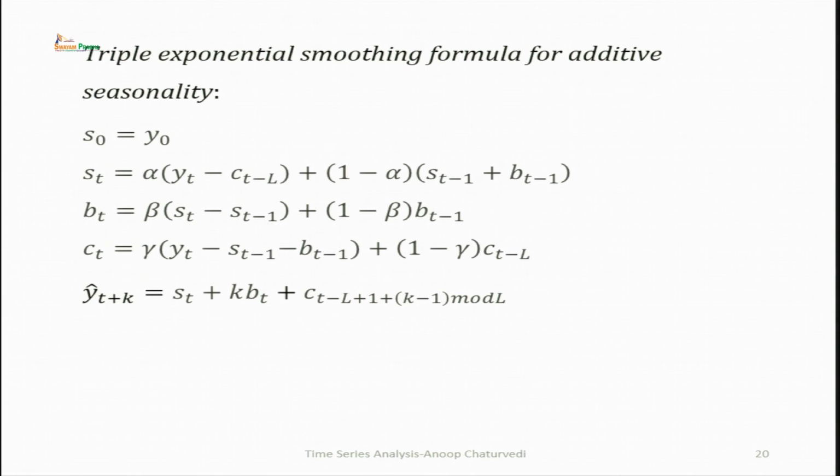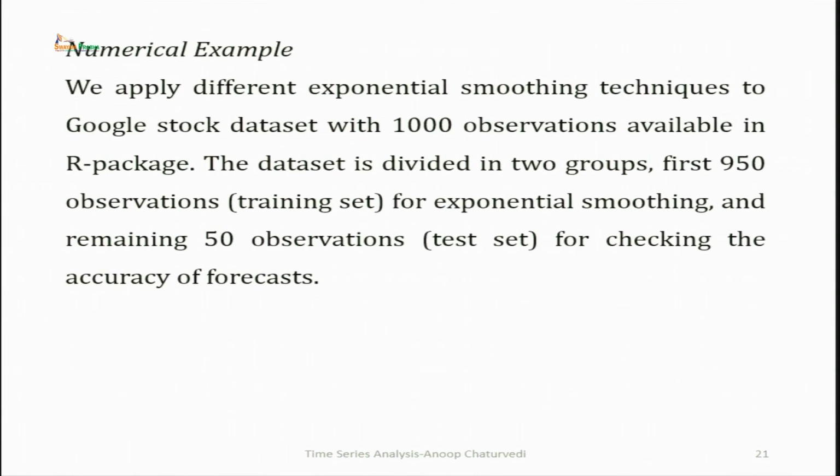So, now I have given a simple example which I have done using the software R. We have Google stock data set with 1000 observations, and we have divided the observations into two parts. First 950 observations on which I have fitted the procedure. So, this is also called the training set, and then remaining 50 observations belong to the test set, means for checking the accuracy of the forecast.